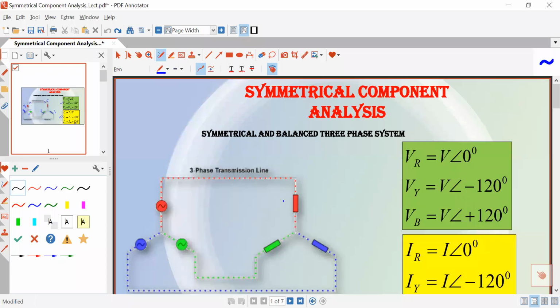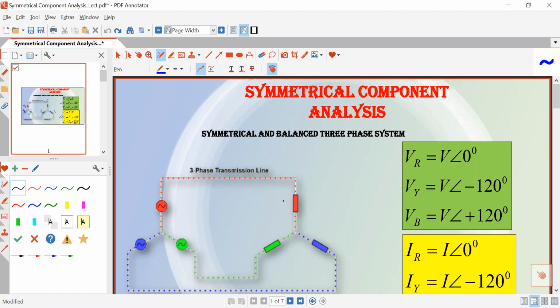In the previous lecture, I discussed symmetrical and balanced three-phase systems. A three-phase system will give you a balanced three-phase voltage, and when this voltage is given to a symmetrical load, you will get balanced three-phase current.